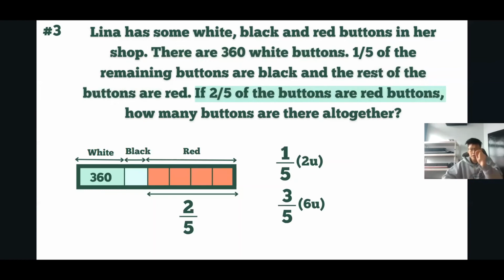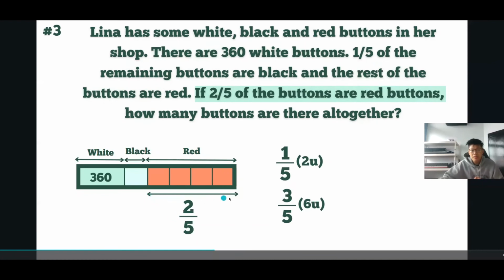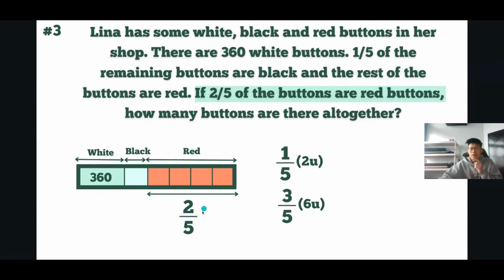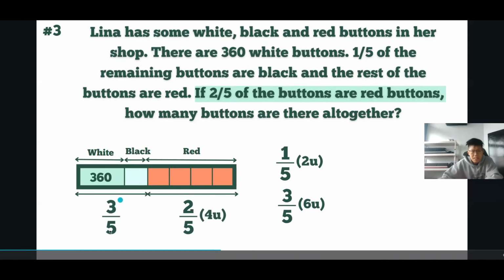So listen very carefully. Now, if 2/5 of the buttons are red buttons, what they are trying to tell you is that 2/5 is red, and we can see that 2/5 is actually how many units? 1, 2, 3, 4. So we want to say that 2/5 equals 4 units. If 2/5 is equals to 4 units, 1/5 is equals to 2 units, correct? Now, I want to ask you a question. If this is 2/5, then what is the other side? This side must be 3 units.